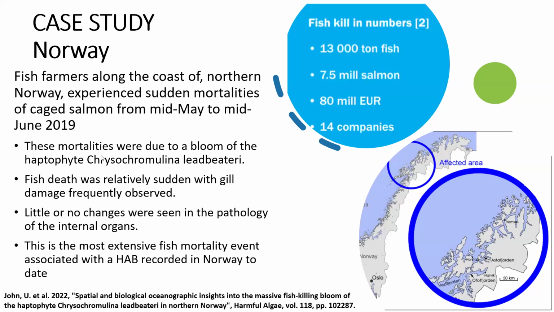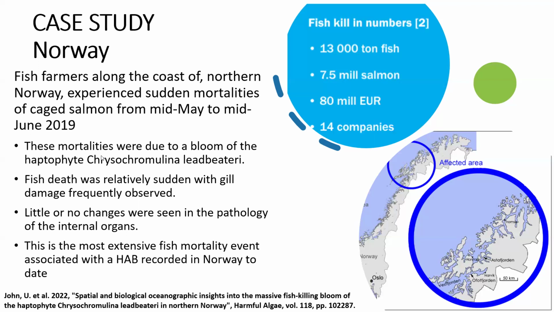This loss represented about 2% of Norway's annual farm salmon production and 6.5% of the annual production in Nordland and Troms. 14 companies were affected, with losses ranging from 5% to 95% of their total potential harvest, and the economic consequences were estimated to be approximately $280 million, significantly impacting the local economy and Norwegian fish farming industry.